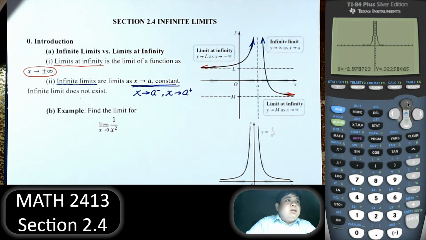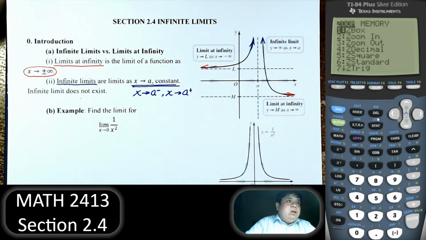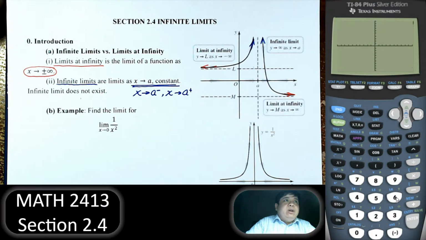Zoom box is just like when we have a computer mouse. We just select, hit enter for the top left, and then one more time for the bottom right. So we zoom in on that window, and that's what we have. If we want to go back to the original window, the original values, hit zoom number 6. That's the standard window.